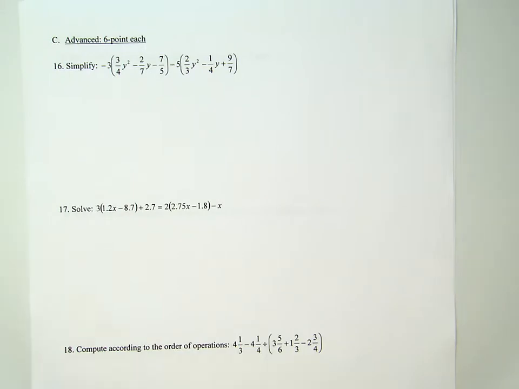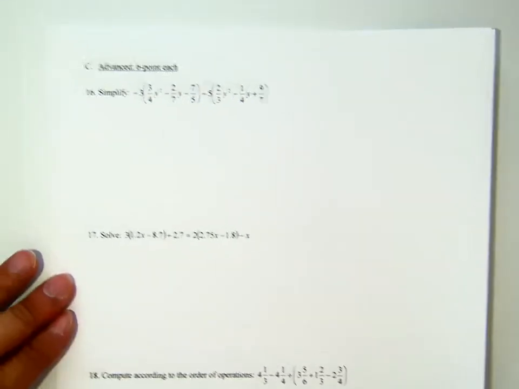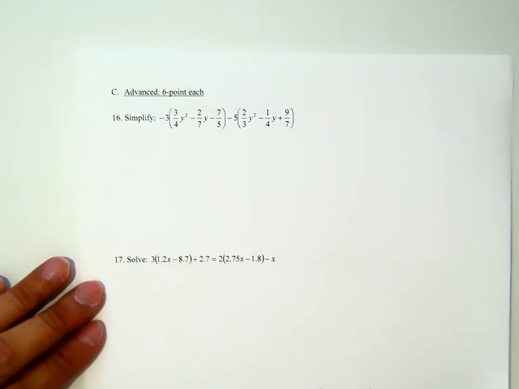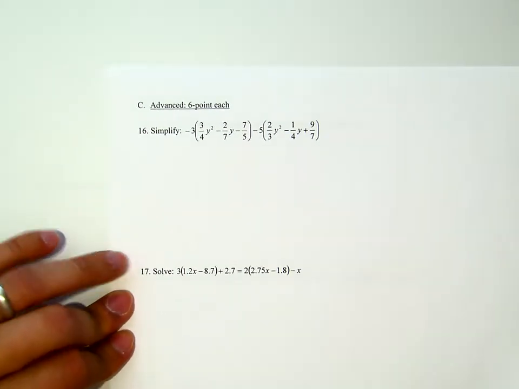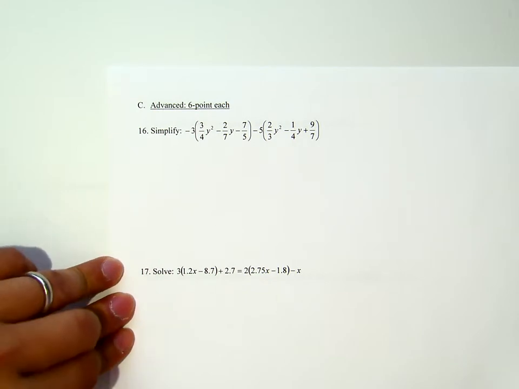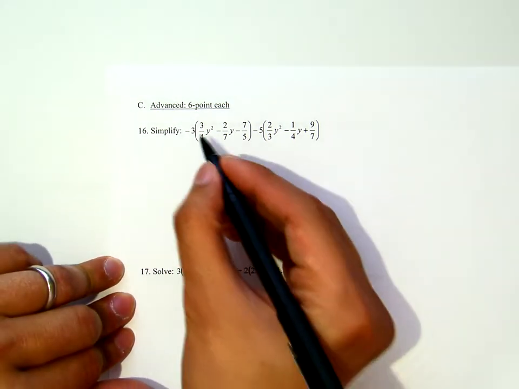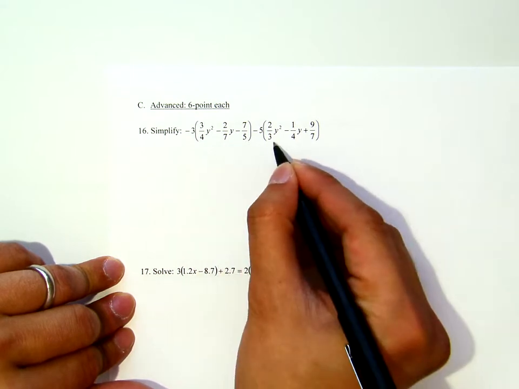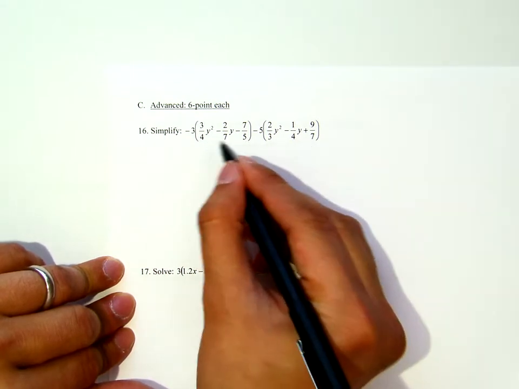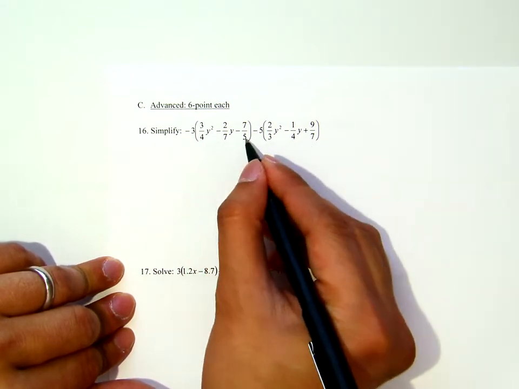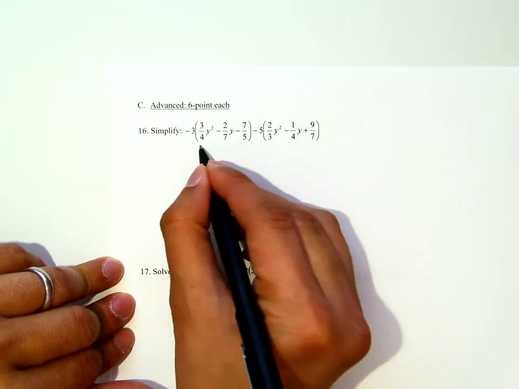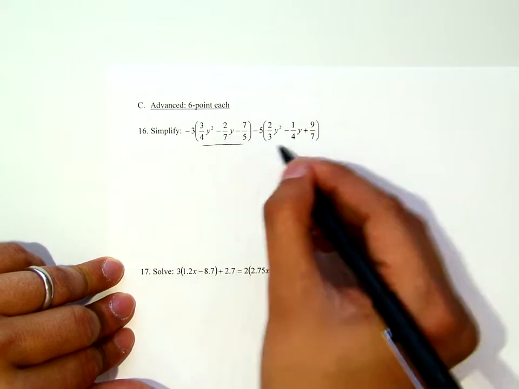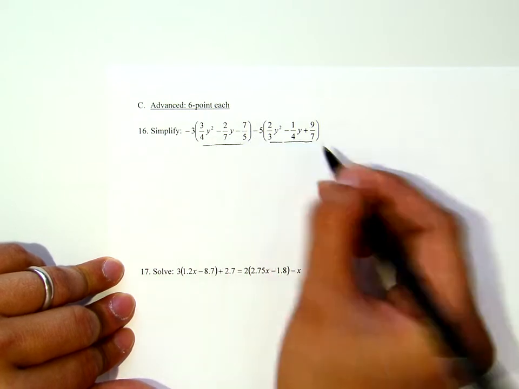We will now work on Spring 2012, Test 1, number 16 and 17. Number 16. You see that I have grouping symbols here, but if you see further, they are not like terms. In this grouping here, they are not like terms. The y squared and y and the constant, they are not like terms. They are not like terms here either.